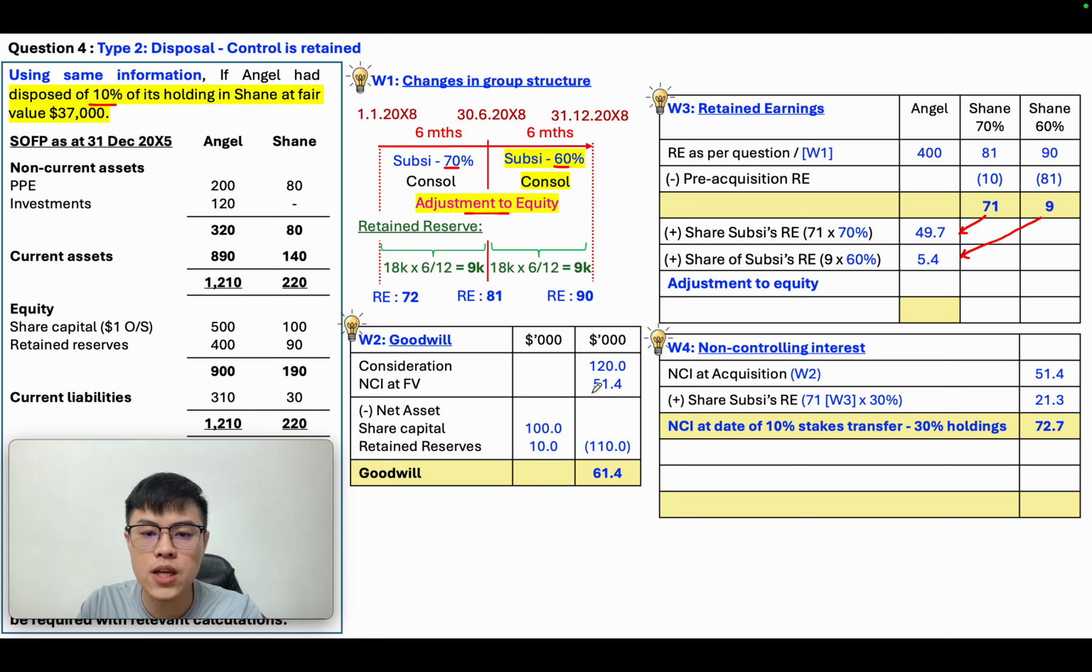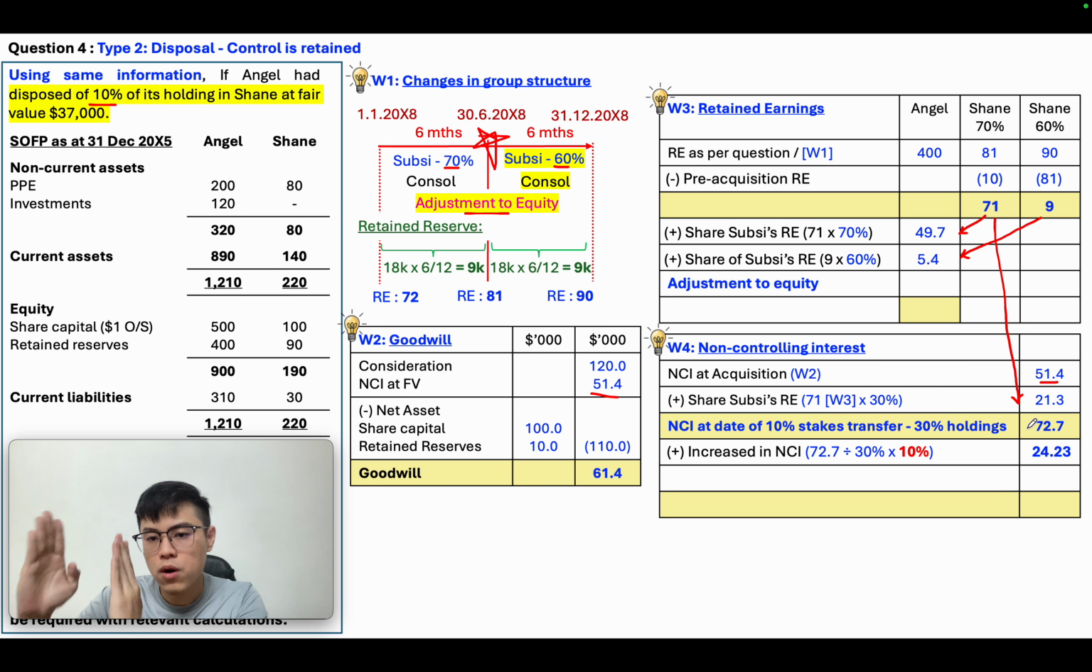NCI initially at 51.4, they will need to share the another 30% up to the date of 30th of June. Then the value is 72.7, that represent 30% of the holding. So we transfer 10% to them. NCI will increase by the 10%, which is equivalent to 24.23. So we use 72.7 divided by 30. We know 10% represent one block. I only want to know 10%. Increase by the 10% to 24.23.